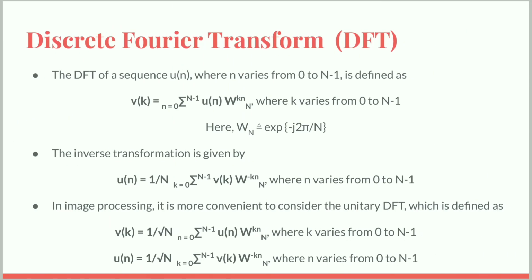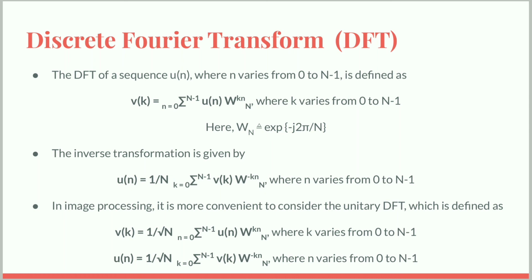Now the next transform that you have to learn is discrete Fourier transform, which is represented as DFT. The DFT of a sequence u of n where n varies from 0 to n minus 1 is defined as V of k is summation over n from 0 to n minus 1 of u of n into wn kn, where the value k varies from 0 to n minus 1 and wn is calculated as exponent of minus j2 pi by n. Here the inverse transform is calculated using the given equation where you will get u of n, where the value of n varies from 0 to n minus 1.